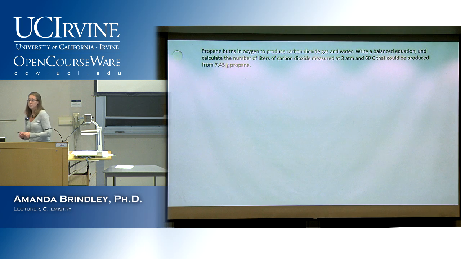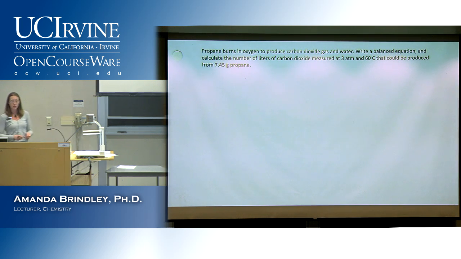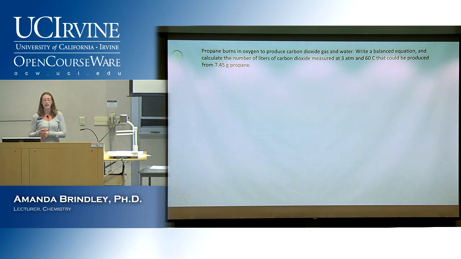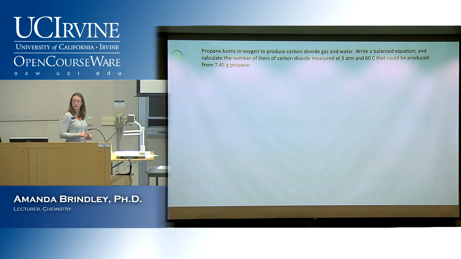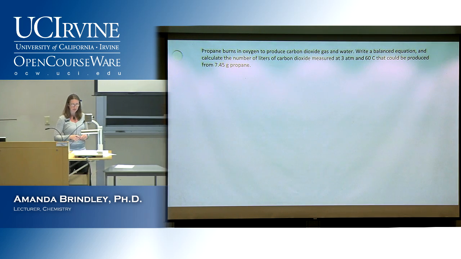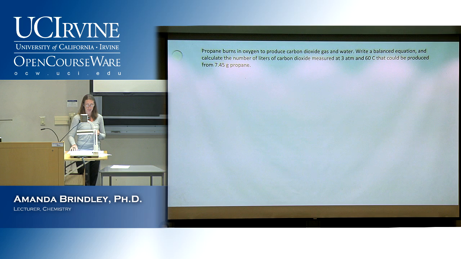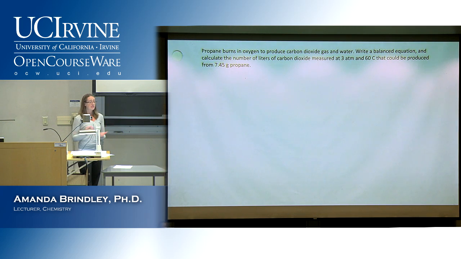Propane burns in oxygen to produce carbon dioxide and water. Write a balanced equation and then calculate the liters of carbon dioxide, measured at 3 atm and 60 degrees, that we could get from a certain amount of propane. So first step with this, you have to have a formula, right? You have to know what you're doing so that you have mole ratios and things of that sort.